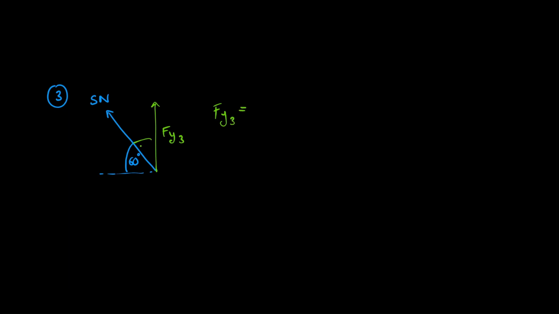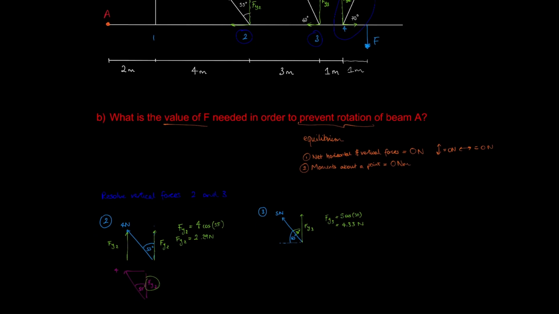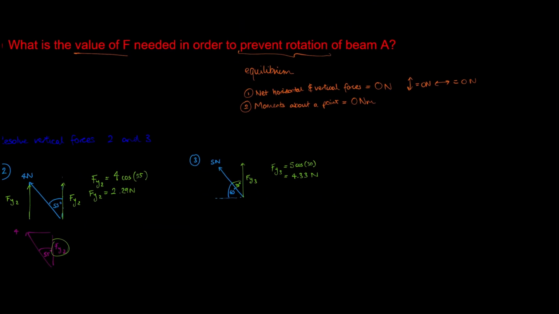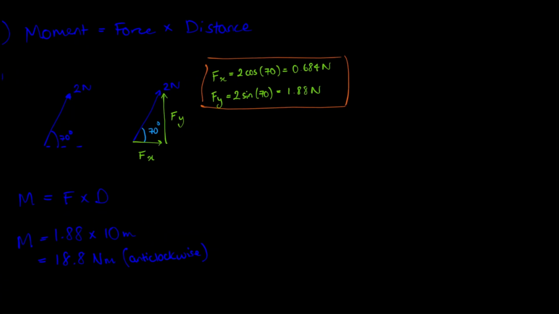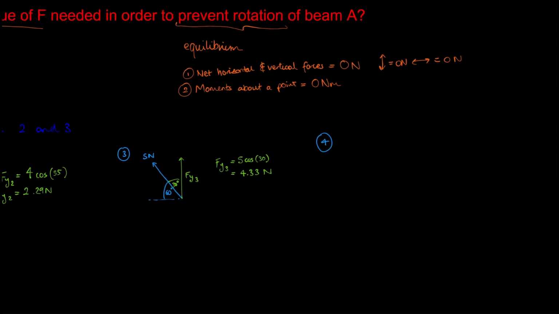This here is going to be 30 degrees. So we can say Fy3 is going to be equal to 5, what's that? Cos 30, which is equal to roughly 4.33 newtons. And then we'll just clarify for our number 4 in part 1, which we figured out. We said that, where was it? Fy4 is equal to 1.88 newtons.